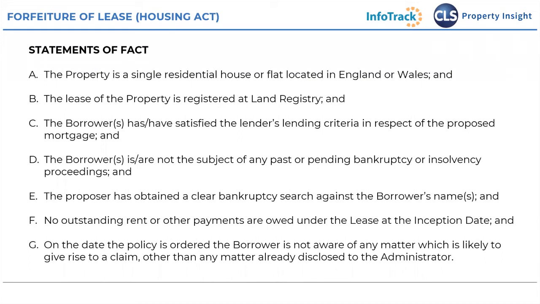You'll get a copy of them, as I mentioned, so I won't read them all out, but A and B are the standard terms you'd expect to clarify in relation to the property. And in addition, there are statements within there that ensure the solvency and affordability checks have been carried out on the borrower, and also that check that there are no outstanding payments on the lease or issues that could give rise to a claim at the point when the policy is being incepted.